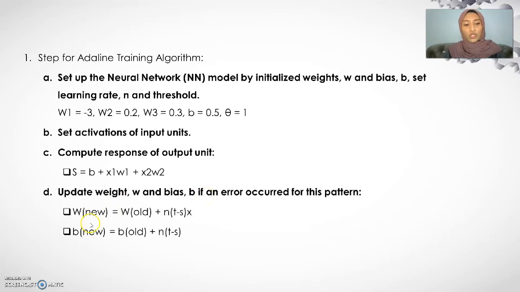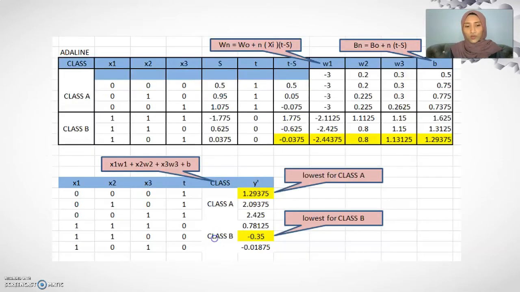So W new equals W0 plus N multiplied by T minus S multiplied by X. So B new equals B0 plus N multiplied by T minus S. So next, this is the table. We already calculated all the values. This is the random initial value that we set.